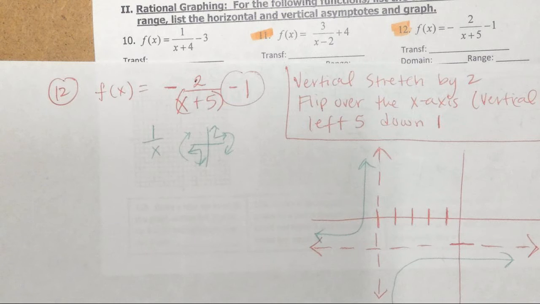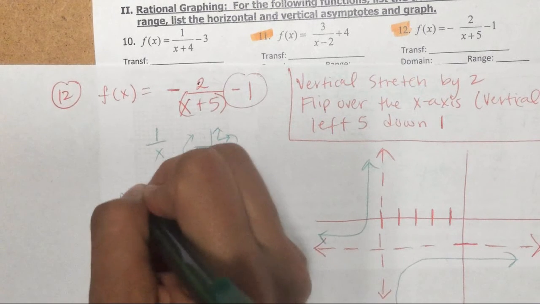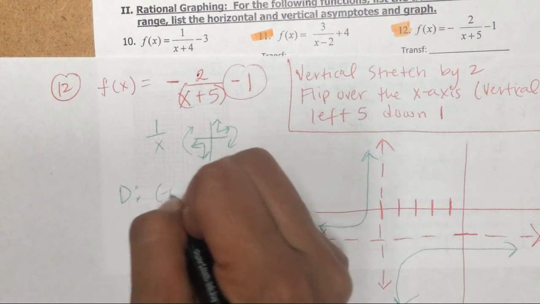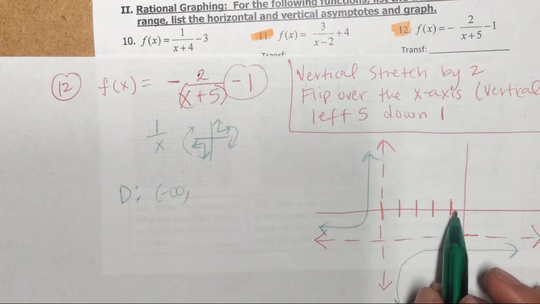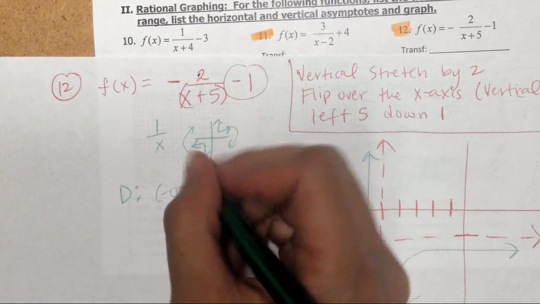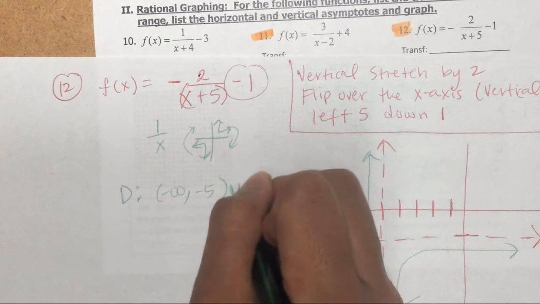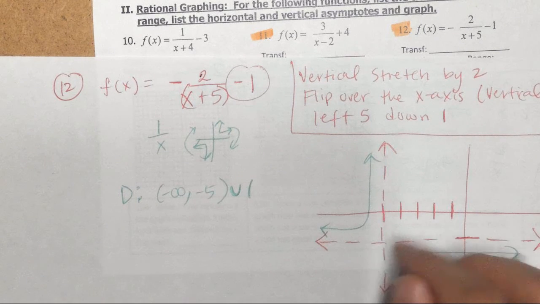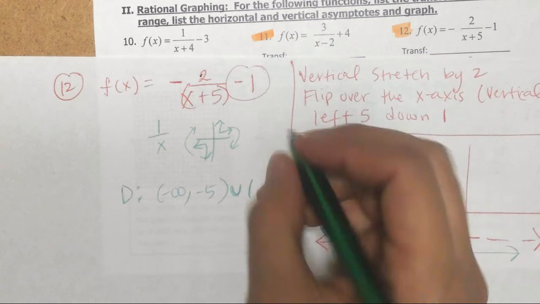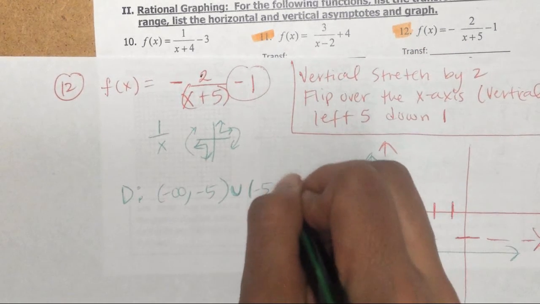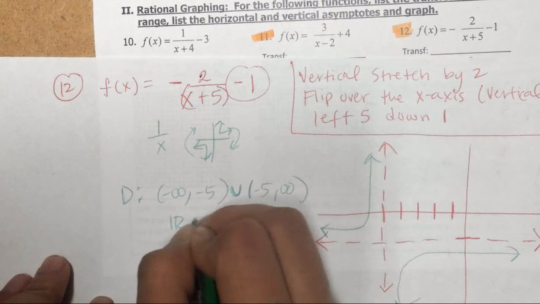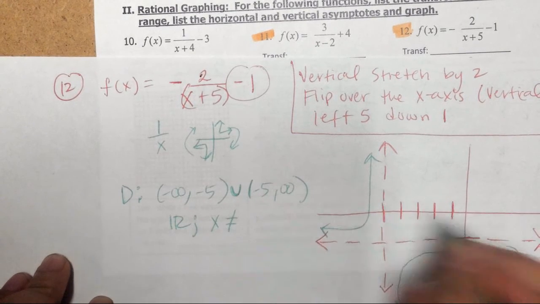Alright, so let's go ahead and write our domain and range. Our domain from this guy is going to be negative infinity all the way to your asymptote, which is at negative 5, union, and then I'm going to start again at negative 5 down here with this arrow, so negative 5 to positive infinity. If I want to write this in set builder notation, it's going to be all real numbers except that x cannot be negative 5.